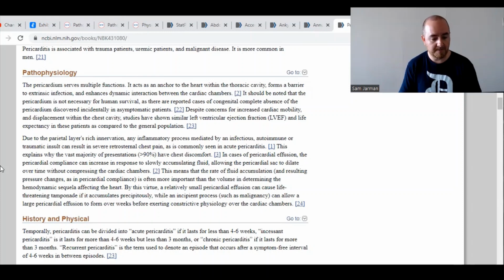It should be noted the pericardium is not necessary for human survival, as there are reported cases of congenital complete absence of the pericardium discovered incidentally in asymptomatic patients. So that's an interesting thing. If you're attempting to make claims about the organs, you should be aware that there are times when the organs are not in the place that you think they are, or they're not built the way you think they are. As is evidenced here, there are asymptomatic patients that have no pericardium. There will be some other connective tissue enveloping the heart, but it is not the pericardium, and there's no problems.